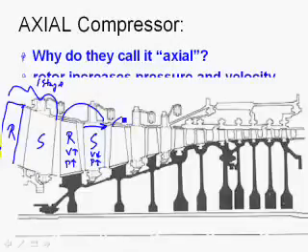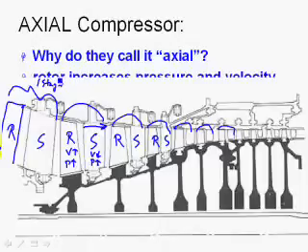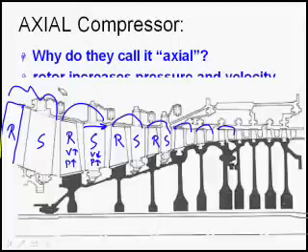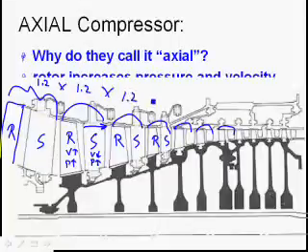So there's a stage, here's a stage, here's a stage, here's a stage. It's going to be a rotor and then a stator, a rotor and then a stator. So this has quite a few stages. So if each one of these stages has an increase in pressure of 1.2, then we could figure it out and say, okay, this is 1.2 times 1.2 times 1.2, and on and on and on.